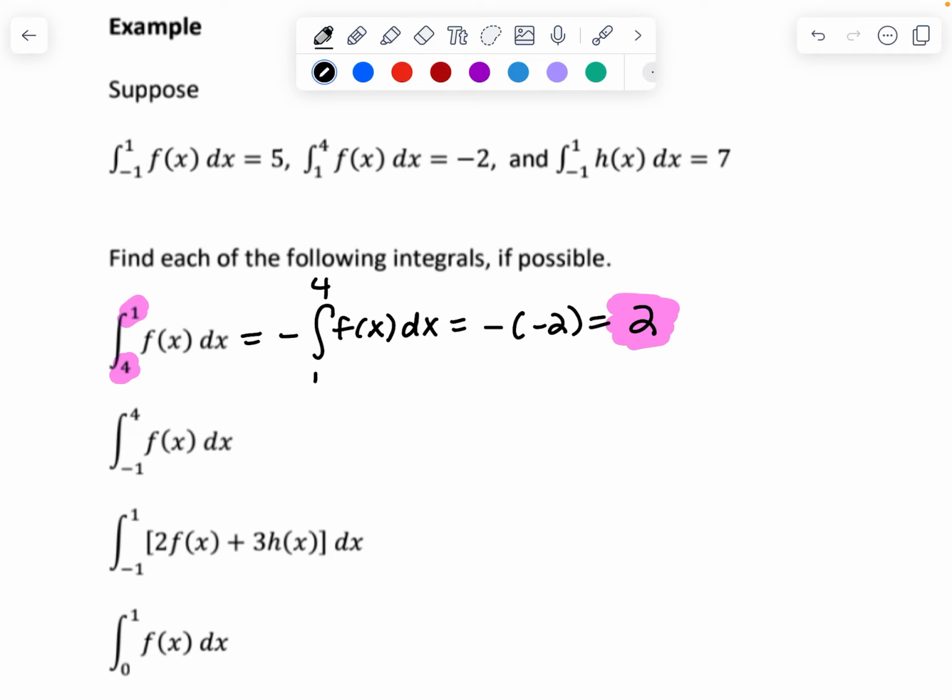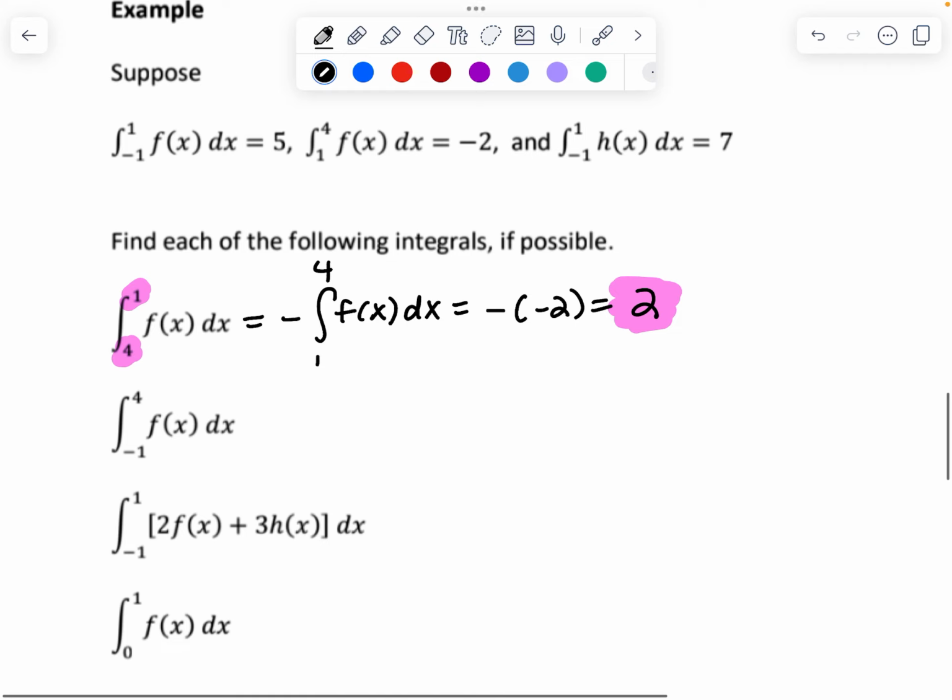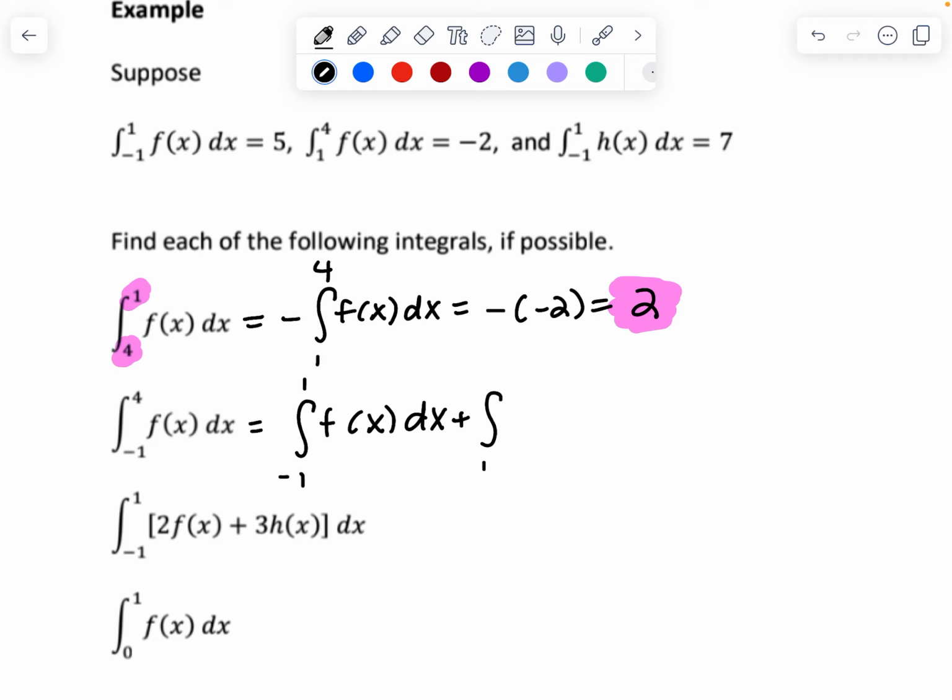Okay, next one, -1 to 4. I'm not given that piece of information, but I do know that -1 to 1 is 5, and 1 to 4 is -2. So I put those two things together, and I'll have my answer. I'm just going to split this between the things that I know. I know what's going on on the curve from -1 to 1, and I know what's going on from 1 to 4. From -1 to 1, it was 5. From 1 to 4, it was -2. So this answer is 3.